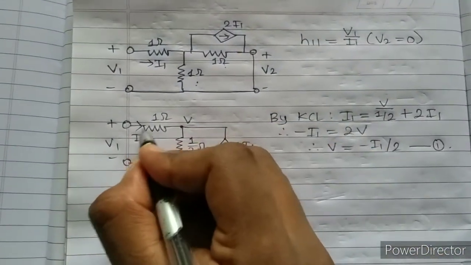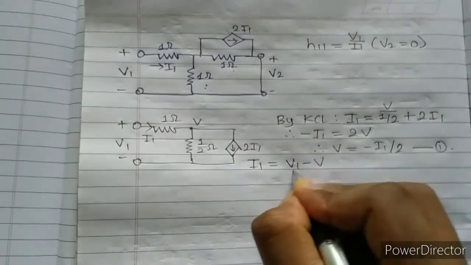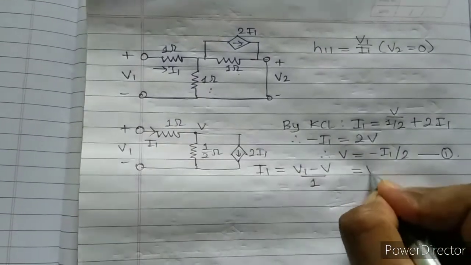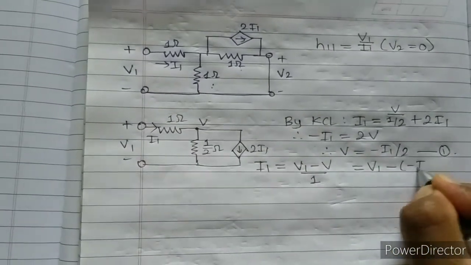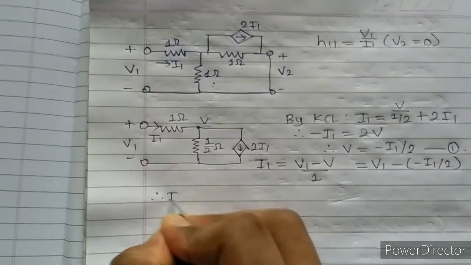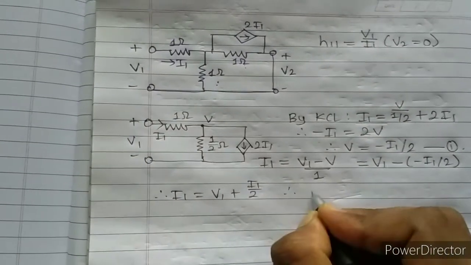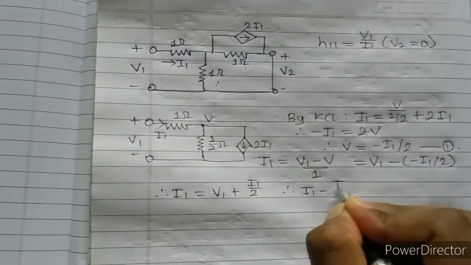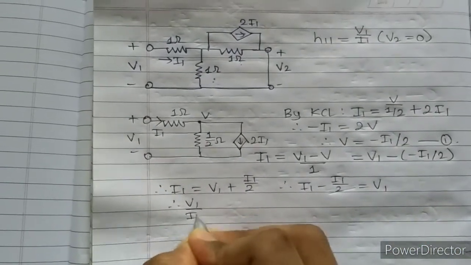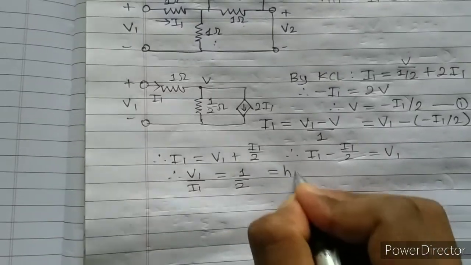Now we can see that I1 will be V1 minus V upon 1 ohm. But we already know that V is minus I1 by 2. So I1 is equal to V1 minus of minus I1 by 2. Therefore, I1 is equal to V1 plus I1 by 2. Therefore, I1 minus I1 by 2 is V1. Therefore, V1 upon I1 is equal to 1 by 2, which is H11.